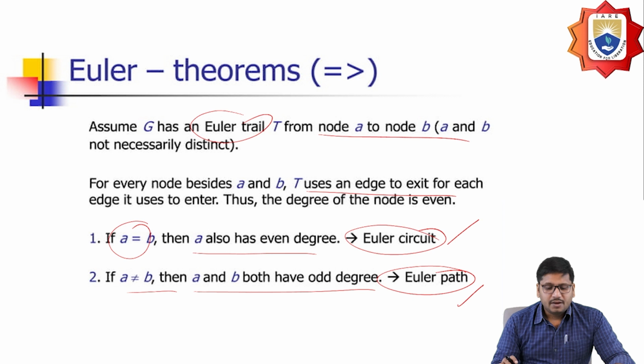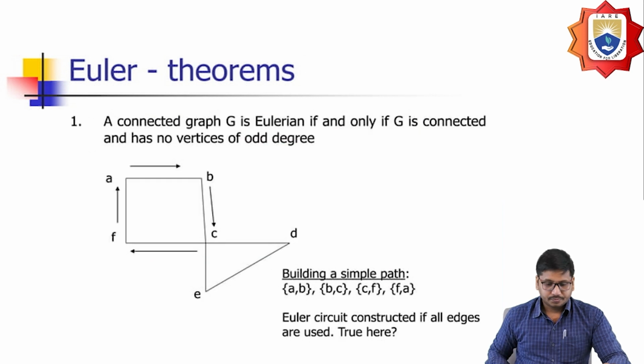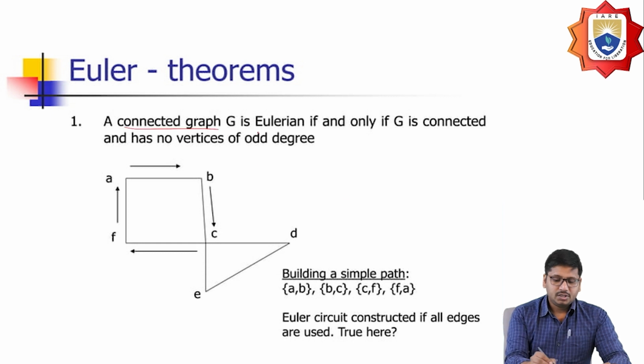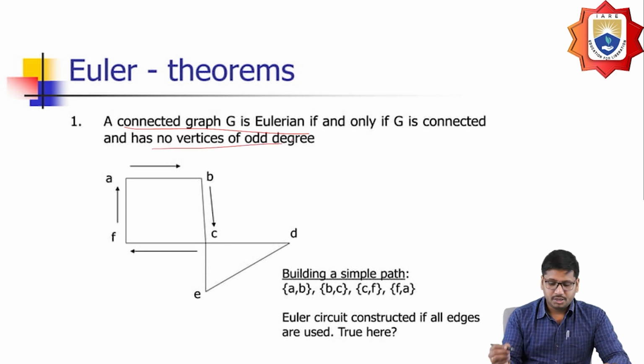Assume that this graph is going to have an Euler trail from A to B, and for every node besides A and B, the Euler trail uses an edge to exit and another edge to enter. And another thing is that a connected graph is said to be Eulerian if and only if G is connected and has no vertices of odd degree.